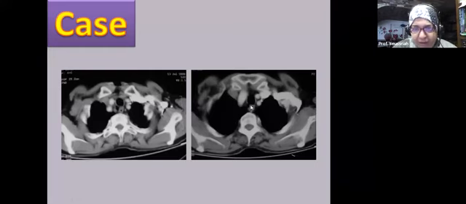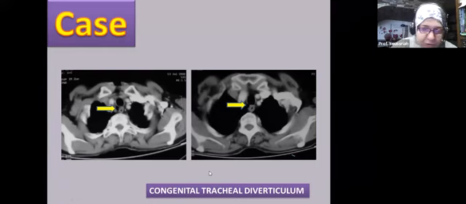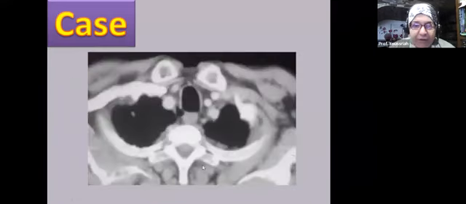And then in the next image, the mediastinum started, and we still recognize the lucency. And now we can see communication with the trachea. So we have a right posterolateral lucency communicating with the trachea, at the level of the thoracic inlet. This, as we described it, is a congenital tracheal diverticulum.